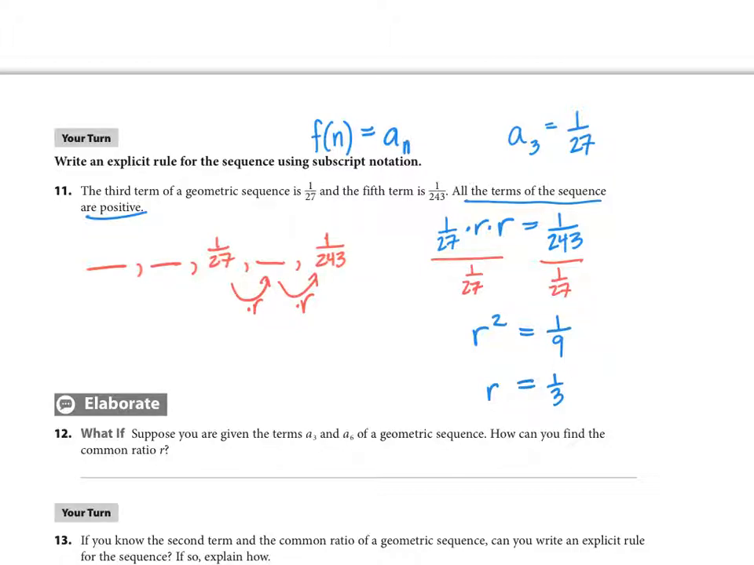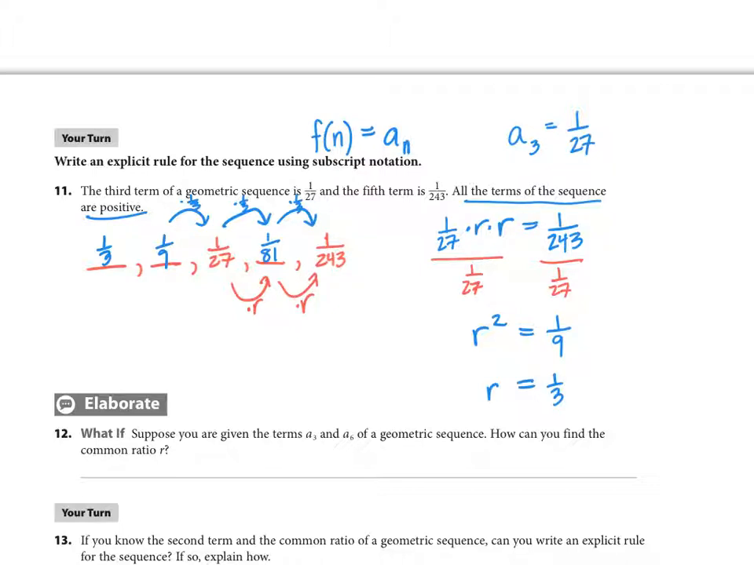Okay? So just to double check, you could do 1/27 times a third, and that gives us 1 over 81. And then that times a third does indeed equal 1 over 243. So 1/3 actually works. And I'm going to backtrack. That's how we get our second and our first term. That means this has to be 1/9, and this one has to be 1/3. We're dividing by a third going backwards.